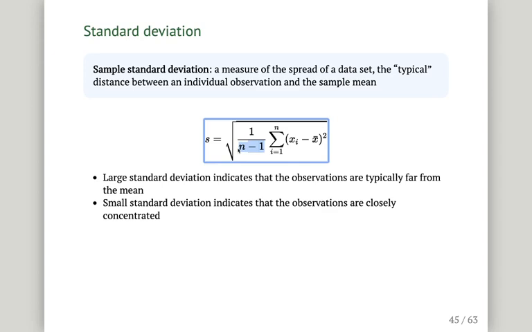The larger the standard deviation gets, the more spread out the data actually becomes. So large standard deviations indicate that observations are far from the mean. Small standard deviations indicate that the observations are closely concentrated. They're all very similar.